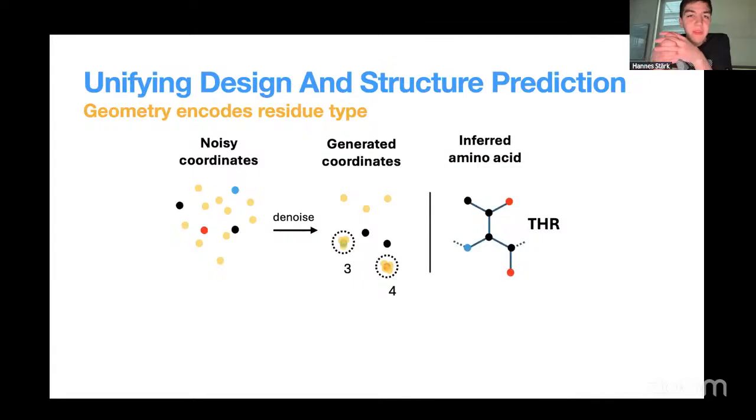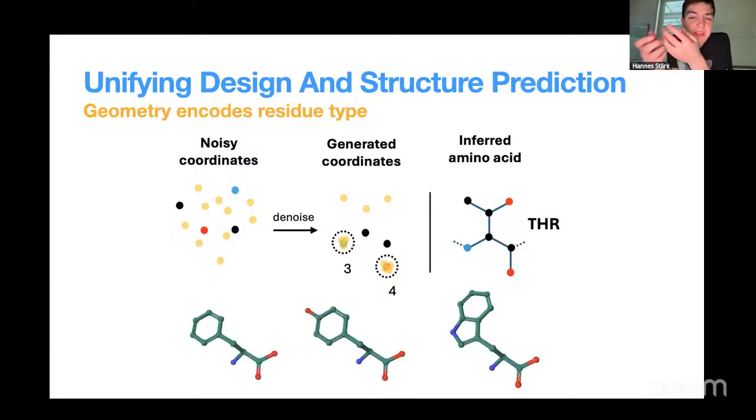Now we want to get away from this and have an explicit treatment, where we bring these two together by embedding the discrete residue type choice into the continuous coordinate generation. So we represent both the discrete denoising process and the continuous denoising process in one space. And this is this 3D space, whereby we say that every residue for us now always has 14 atoms, where some of these atoms don't correspond to real atoms. And then the geometry that we generate determines what the residue type is.